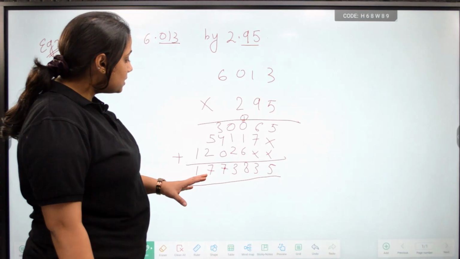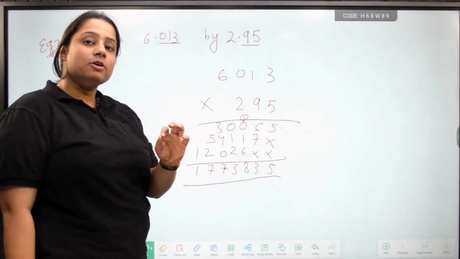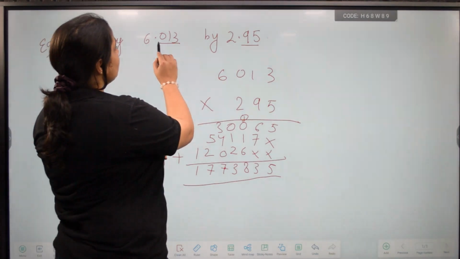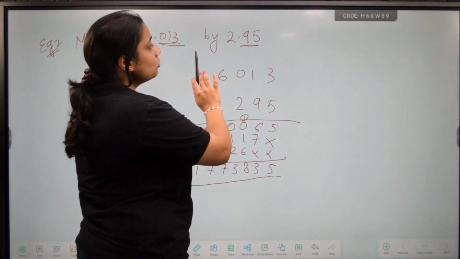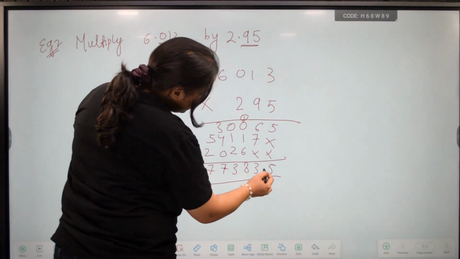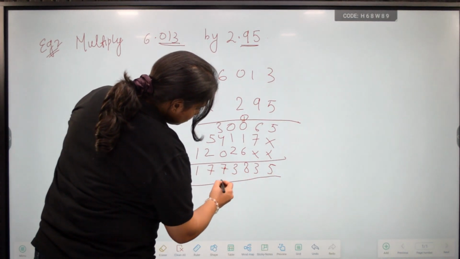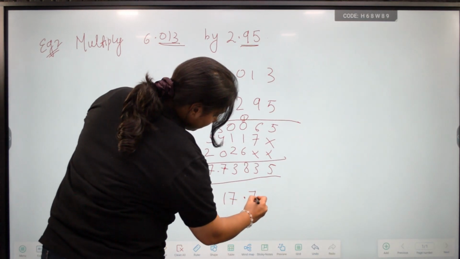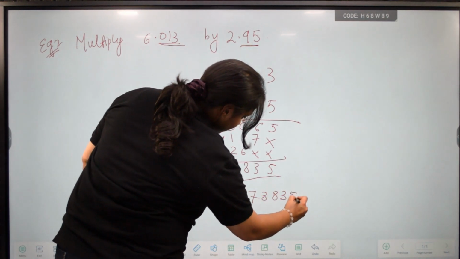So we got 1773835. Now we can see that in order to place the decimal, we have to count the number of decimal places in the question. We have 3 here and 2 here. So the total number of decimal places will be 5. So count from the extreme right, 1, 2, 3, 4, 5. So place the decimal here. So the final answer will be 17.73835.